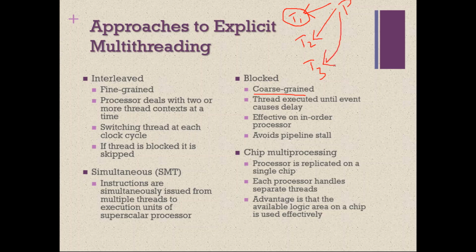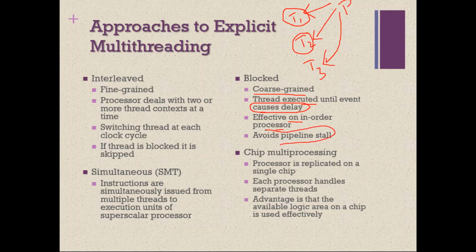This type of multi-threading is called blocked multi-threading. It is otherwise called coarse-grained multi-threading. Threads are executed until an event causes a delay. So as long as there is no delay, T1 keeps executing; in between it may create a delay, which may happen because of an IO operation or any other operation. Whenever there is a delay, the processor will context switch. It is effective on in-order processors. It avoids pipeline stalls.